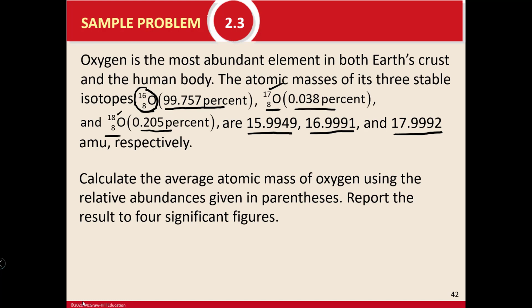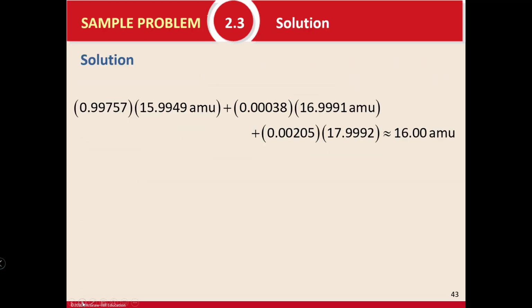But I want to find the average. So what do I do? I take this percent relative abundance, divide by 100, make it a decimal, and then multiply by its mass. Do the same thing here. Take the 0.038%, divide by 100, multiply by its mass. Divide the 0.205 by 100, multiply by its mass, add those up, and I will get the average atomic mass for oxygen. All right? So let's look at the next slide.